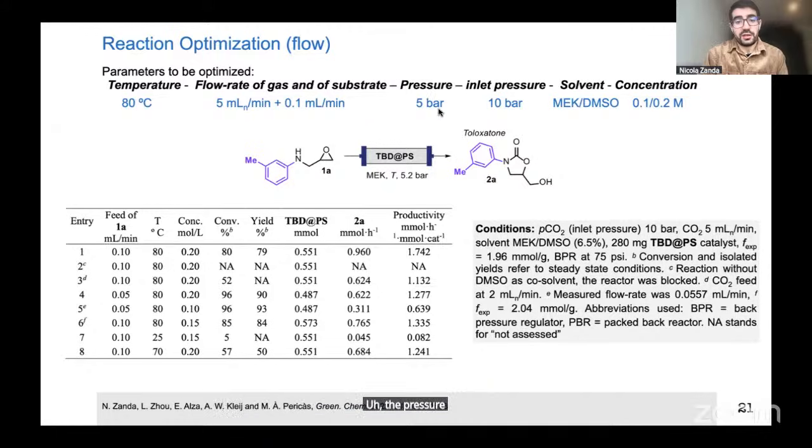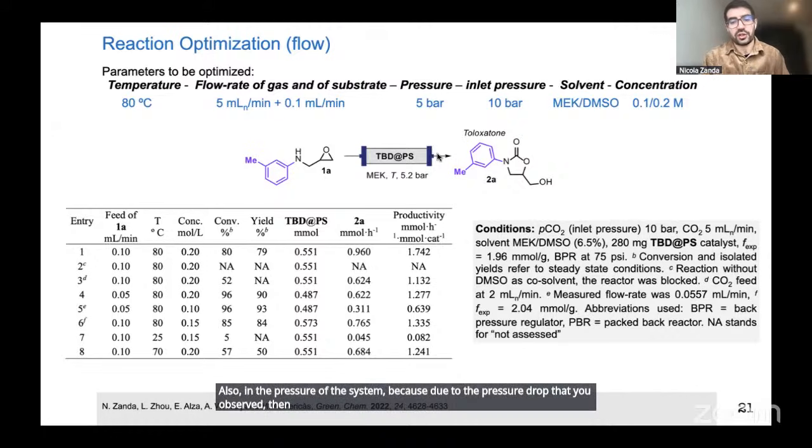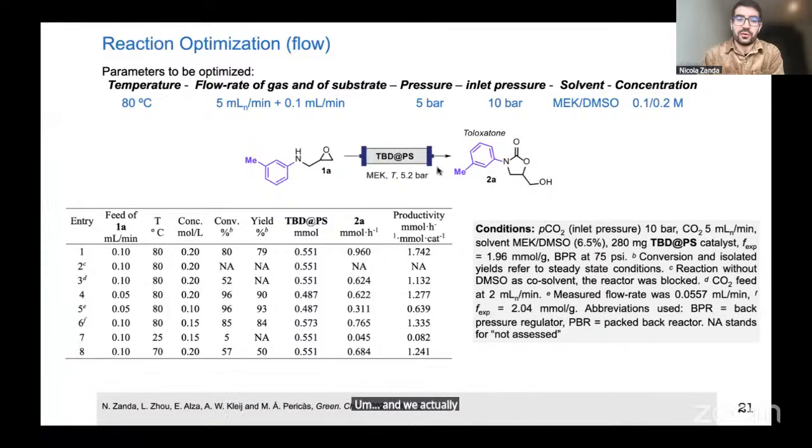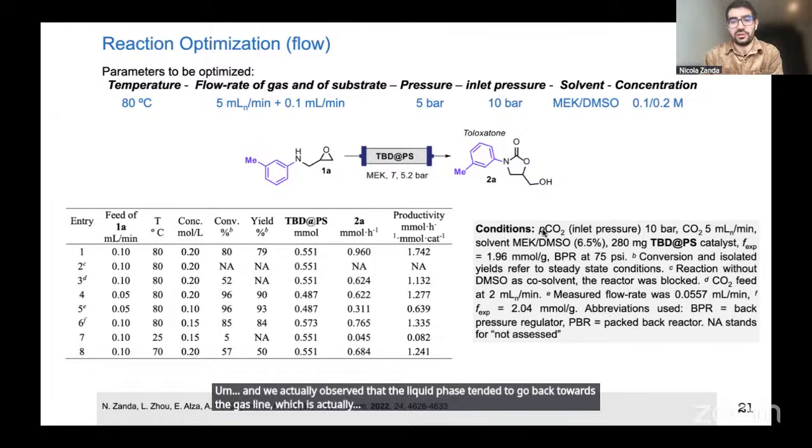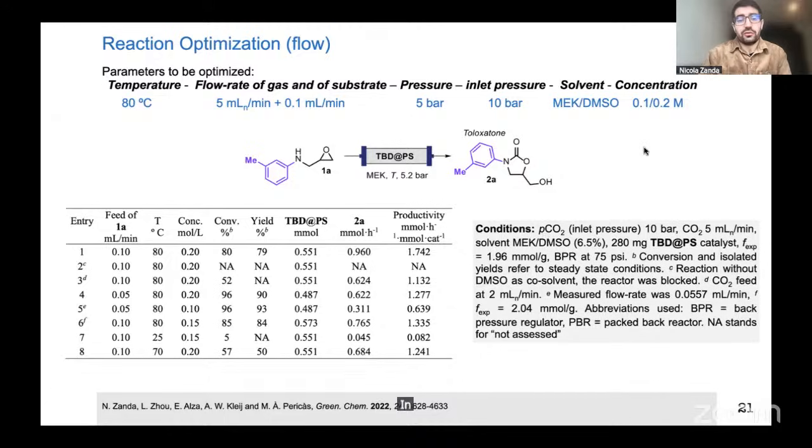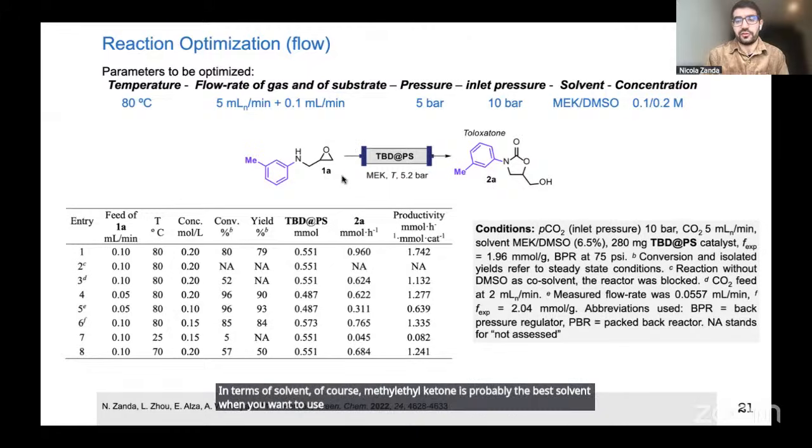The pressure of the system was set at 5 bars, and the inlet pressure, so the pressure at which the CO2 was provided, was 10 bars. We couldn't go above in the pressure of CO2, also in the pressure of the system, because due to the pressure drop that we observed, we were not able to actually establish a flow. And we actually observed that the liquid phase tended to go back towards the gas line, which is actually a rather dangerous behavior. In terms of solvent, of course, methylethyl ketone is probably the best solvent when you want to use CO2 for this type of transformation.